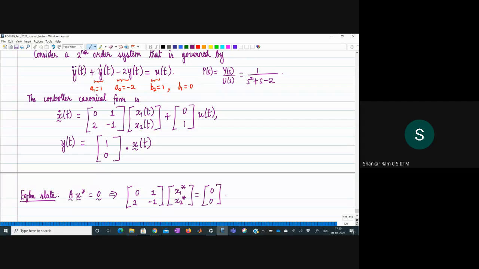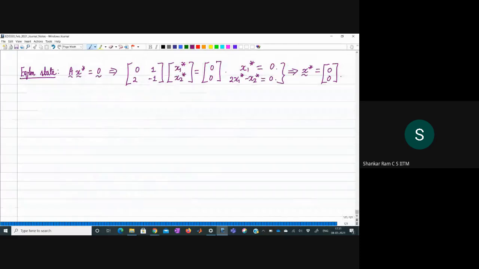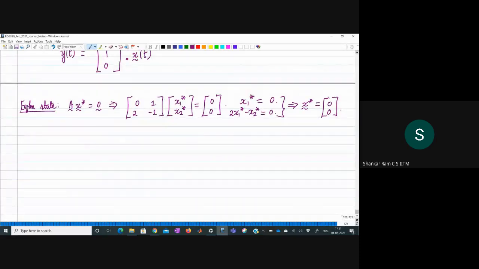We can immediately observe that A is invertible, so the equilibrium state is going to be 0, but still, let's once again multiply the first row and the column x1 star, x2 star. We'll get x1 star equal to 0 as the first equation. The second equation will be 2 x1 star minus x2 star equal to 0. So both these equations will lead to the fact that the equilibrium state x star is the origin, which is 0 and 0.